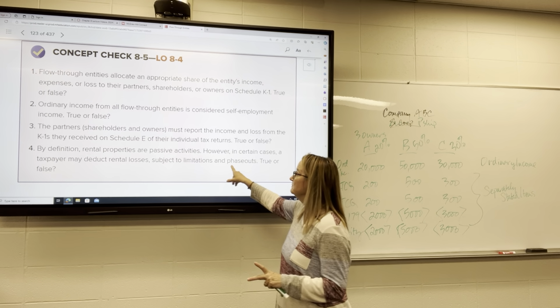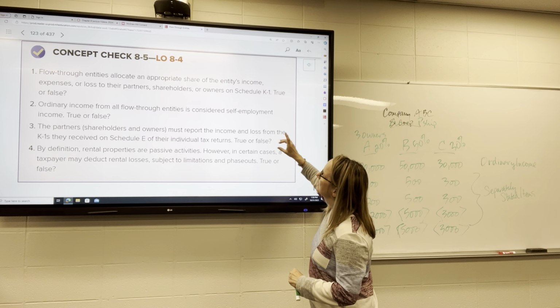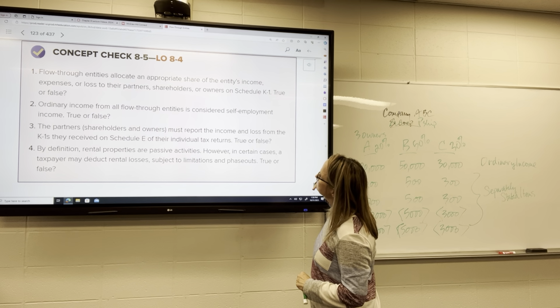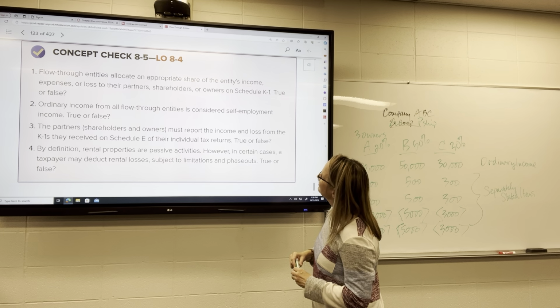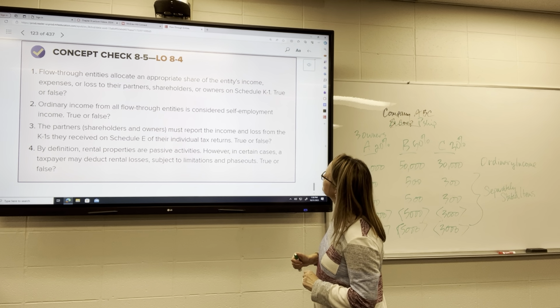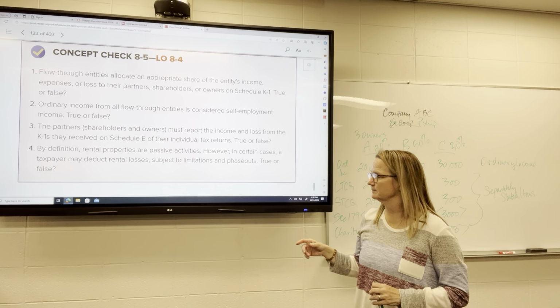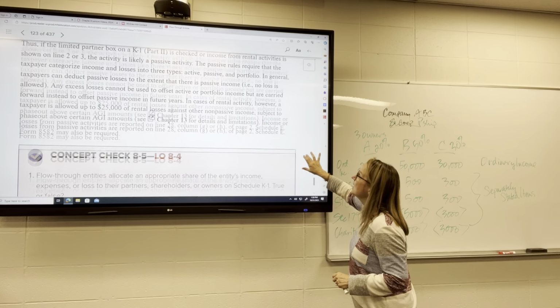Now, it could be active if you are a real estate professional as well. Flow-through entities allocate an appropriate share of the entity's income, expenses, or loss to their partners, shareholders, or owners on Schedule K-1. That's true. That's essentially what we just talked about. All of it. Questions?